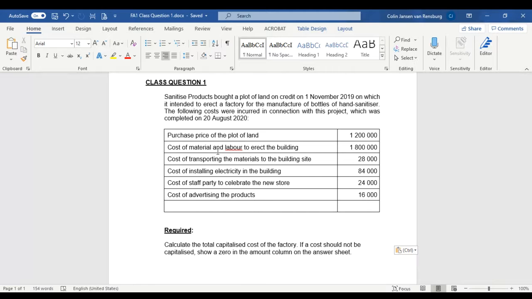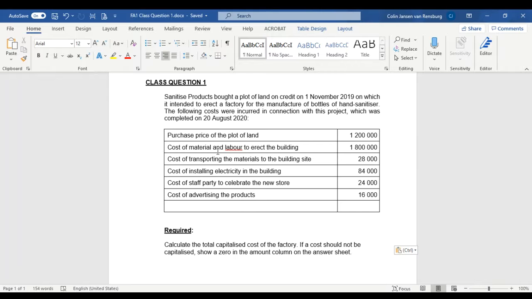constructing. When it comes to the labor part, that is not necessarily part of your purchase price. It isn't part of your purchase price. So now we have to go and determine, is this a directly attributable cost, this labor, or is it not? If it is a directly attributable cost, it must be capitalized as part of the cost of this building. If it is not regarded as a directly attributable cost, then we know we have to write it off as an expense.